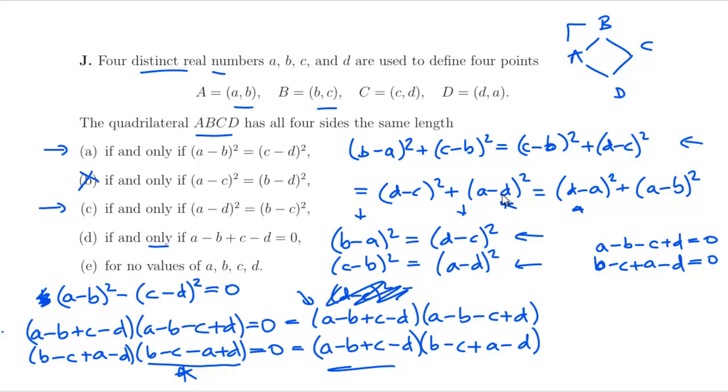So if we have both of those, what does that mean then? I mean, if we added them together, we'd get 2A minus 2C is 0. So A is equal to C, and they can't be equal to each other because they're distinct. Right, okay, that was, yeah, that was tricky.